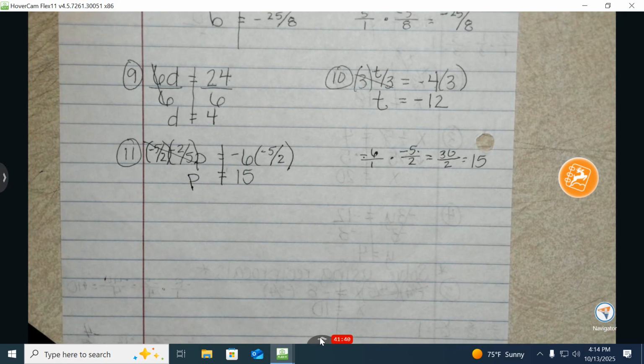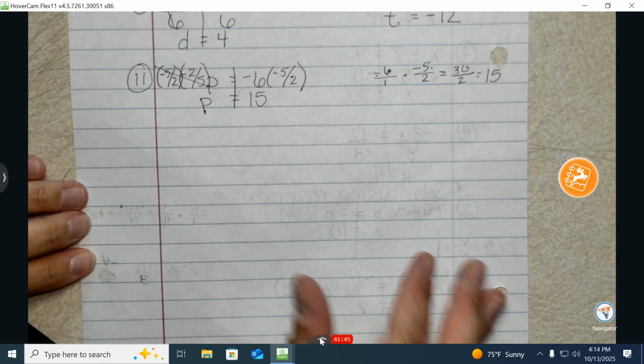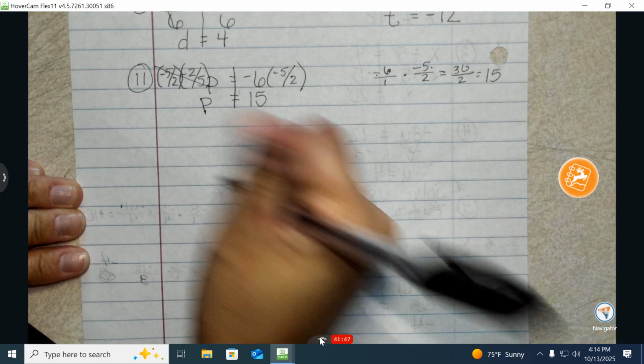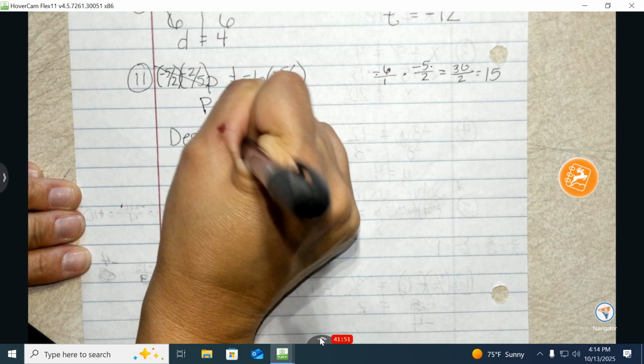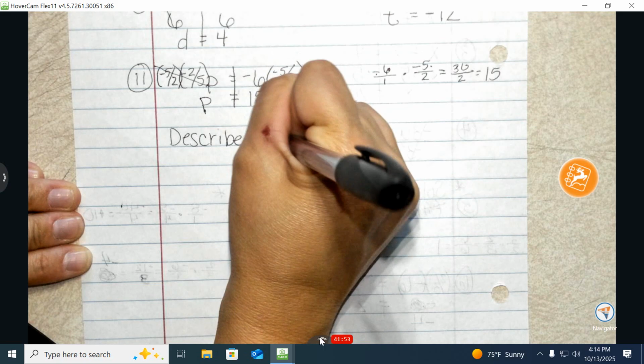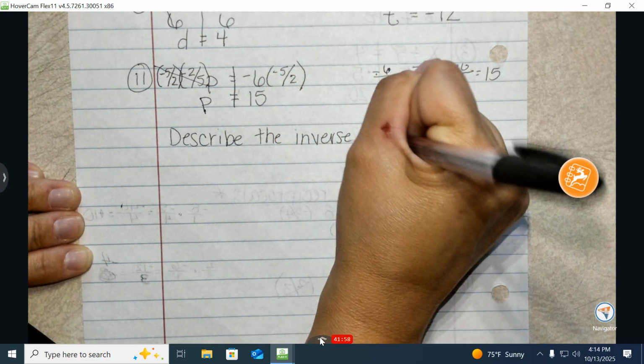All right, so now I want you to just describe using words the inverse operation. So describe the inverse operation.